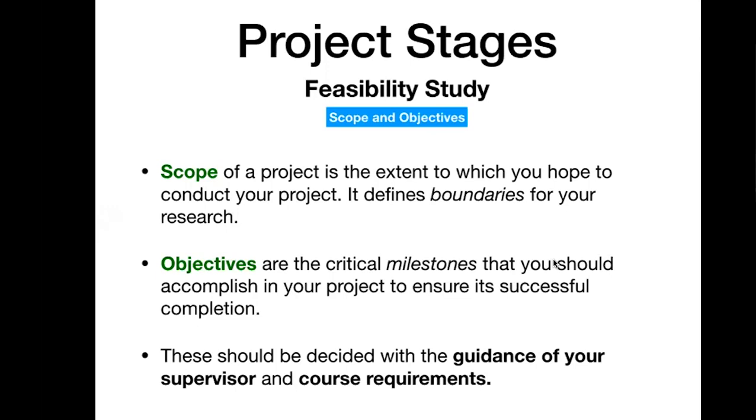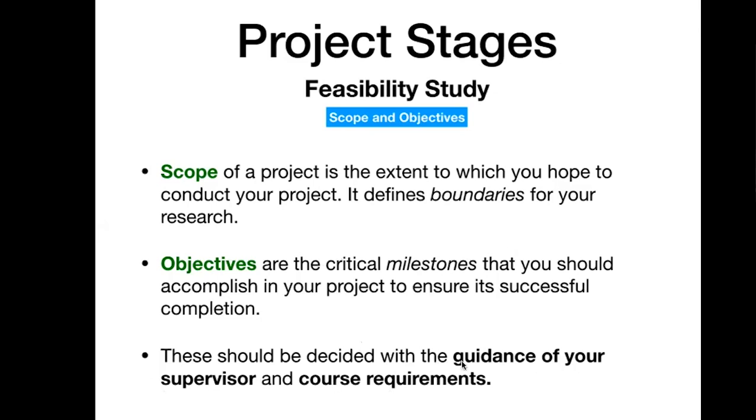Also, it's very important to know when to stop if you're doing a project. This stopping criteria can be taken from the scope of your project. Then you have the objectives, which are the critical or major milestones that you would be accomplishing in your project to ensure its successful completion. Objectives are equally important because they give you a sense of aim or goals to achieve during your project. So getting the objectives right in the beginning is quite important.